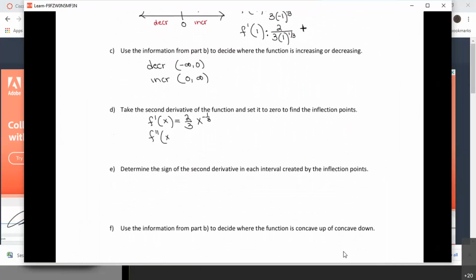F double prime of x: pull away the coefficient, bring down the exponent, and then drop the exponent by 1. Then the rest of it is clean up. My coefficient is turning into something negative because I have my +2/3 times my -1/3. That's -2/9. And my exponent is getting even more negative. -1/3 minus another 3/3 is -4/3.